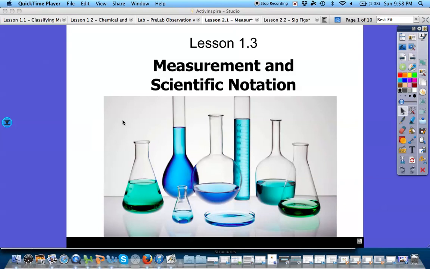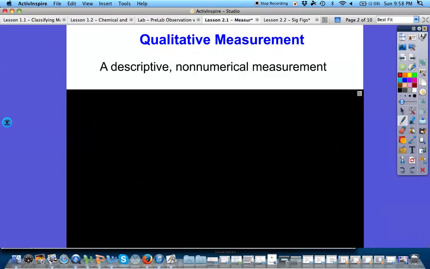Sargent, and this is lesson 1.3, Measurement and Scientific Notation. So when we look at measurement, there are two types of measurement: qualitative measurement and quantitative measurement. Qualitative measurement is a descriptive, non-numerical measurement, which means that there are going to be no numbers.